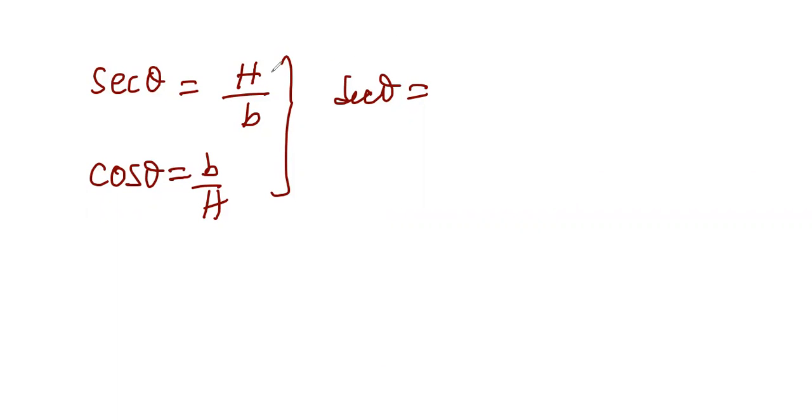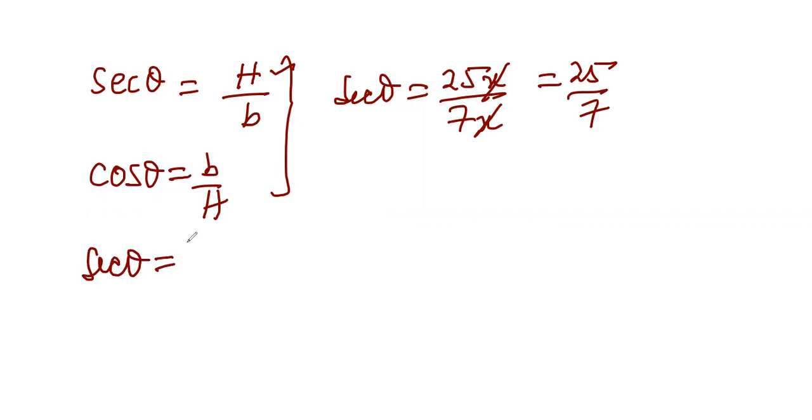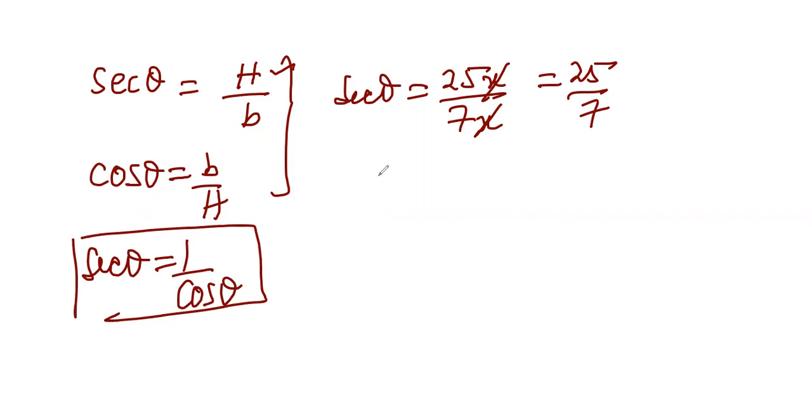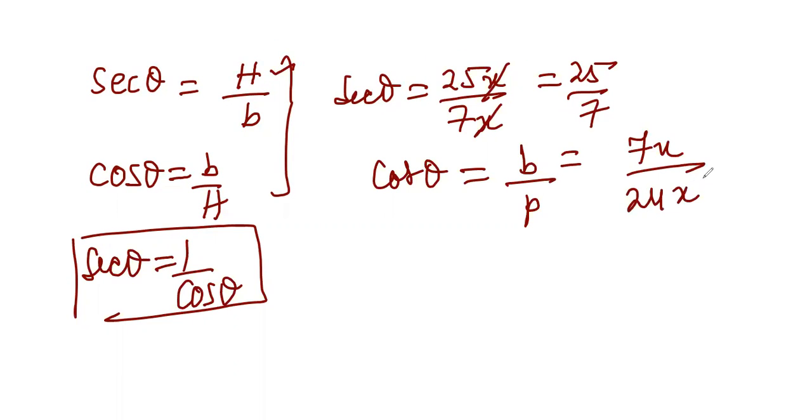I have already discussed. And what is the value of hypotenuse? That is 25x. And what was base? 7x. x cancels. So it is 25 upon 7. So sec theta, you can also write, is the reciprocal of cos theta, that is sec theta equals 1 by cos theta. Now lastly, I'll get cot theta. Cot theta is equal to base upon perpendicular. Base is 7x, perpendicular is 24x. So cot theta equals 7 by 24.